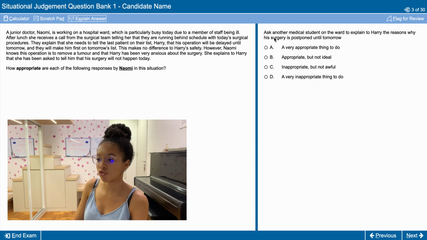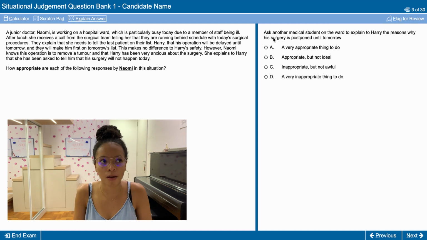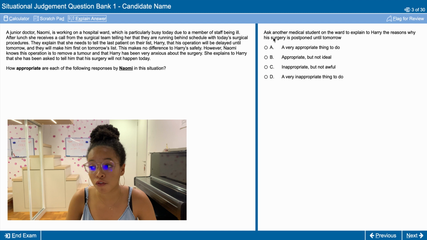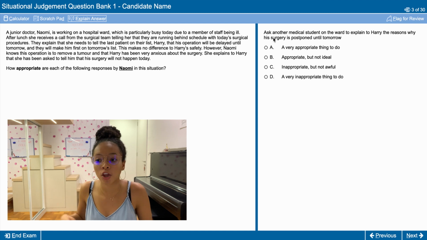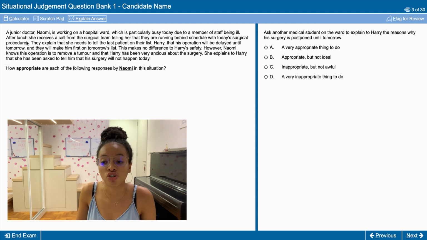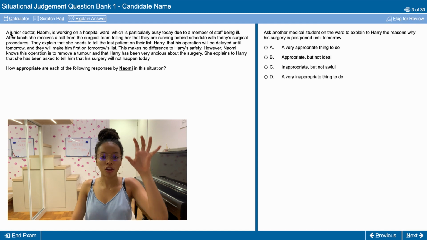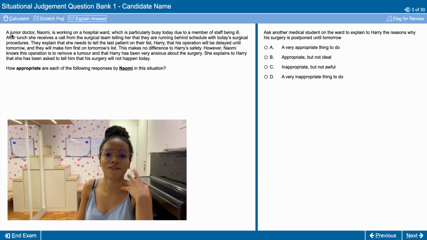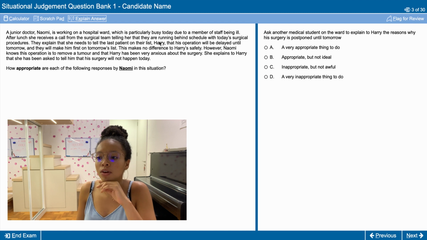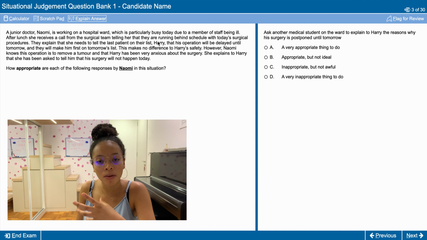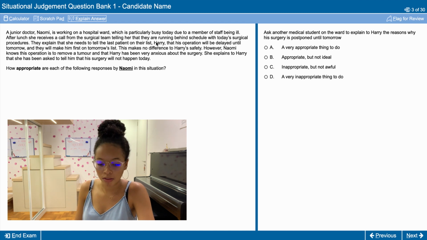the reasons why his surgery is postponed until tomorrow. If we have to figure out is this appropriate or inappropriate thing to do, I think the answer is pretty clear. This is an inappropriate thing to do because Naomi, as they said, is a junior doctor. So she's already Dr. Naomi. She already has 5 years of studies behind her, etc. And so at that point, Harry has confided in Naomi, and he has some trust in Naomi that she's going to take care of him correctly.